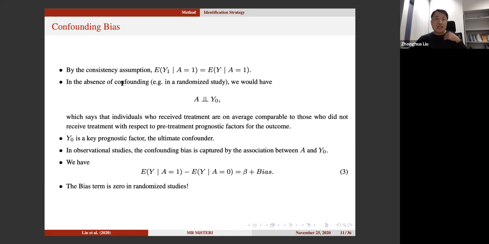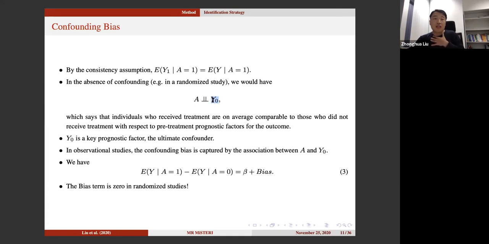But in the absence of confounding, for example, in a randomized study where the treatment or exposure is ideally, completely randomized, the treatment A is independent of Y_0, the potential outcome. This means the individuals who received treatment are on average comparable to those who didn't receive the treatment, with respect to pre-treatment prognostic factors for the outcome. This is the purpose of randomization, like in randomized clinical trials, so that the two groups are comparable. Here, Y_0 is a key prognostic factor. Sometimes people call it the ultimate confounder, because once you know Y_0, you don't need the other prognostic factors.